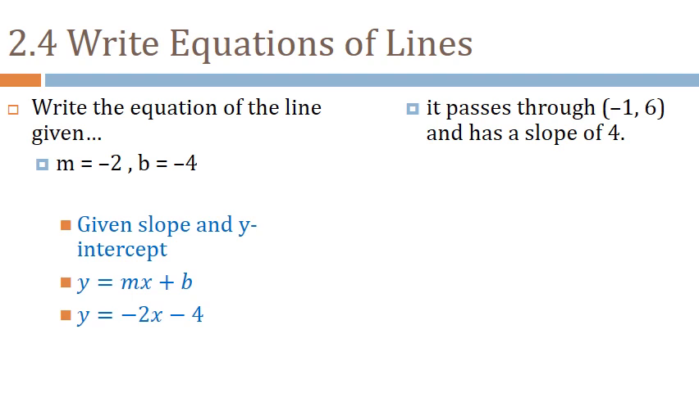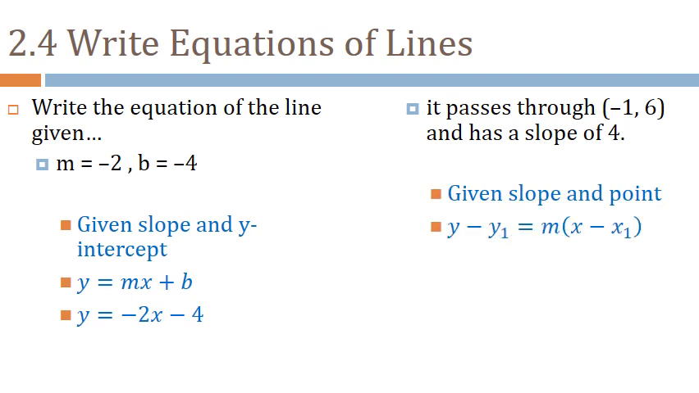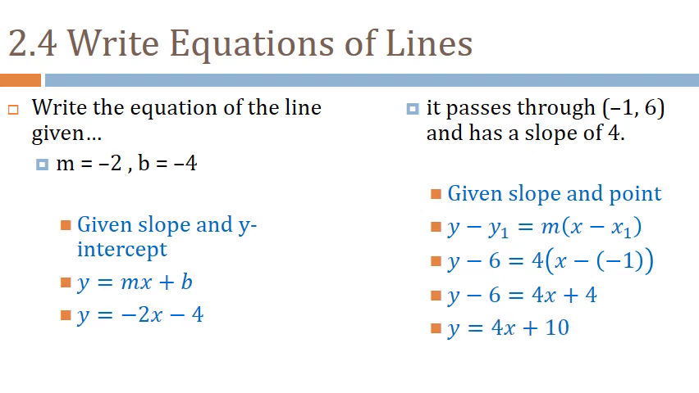Now if it's a line that passes through a point and has a slope, we need our slope. And we can fill it in here. Our point is x1, y1. So x1 is -1, y1 is 6, and the m is 4. Fill those in. Simplify and solve for y. So add the 6 to solve for y.